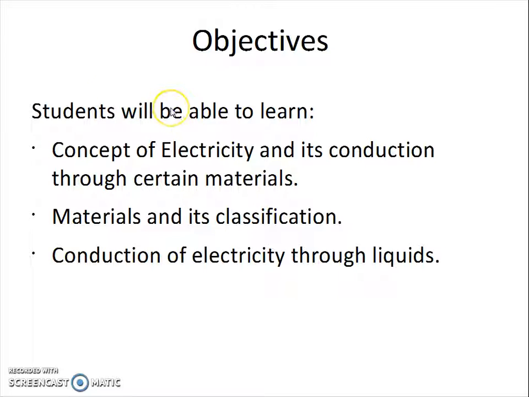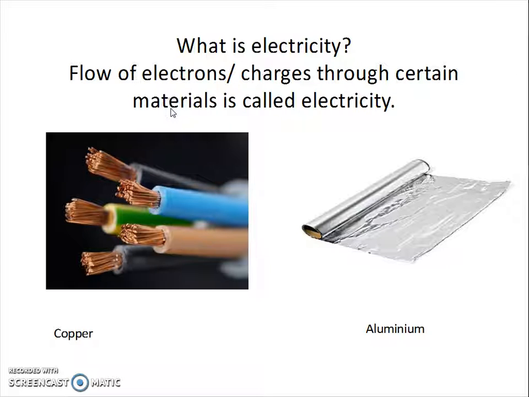Before understanding all these, let us first try and define what electricity is. The flow of electrons or charges through certain materials is called electricity. If you take the example of substances which conduct electricity, the one which comes to our mind is the copper wire, which is used in electrical appliances, aluminum foil, iron rod, etc. Since they have very good conductivity, they are used in most electrical appliances.